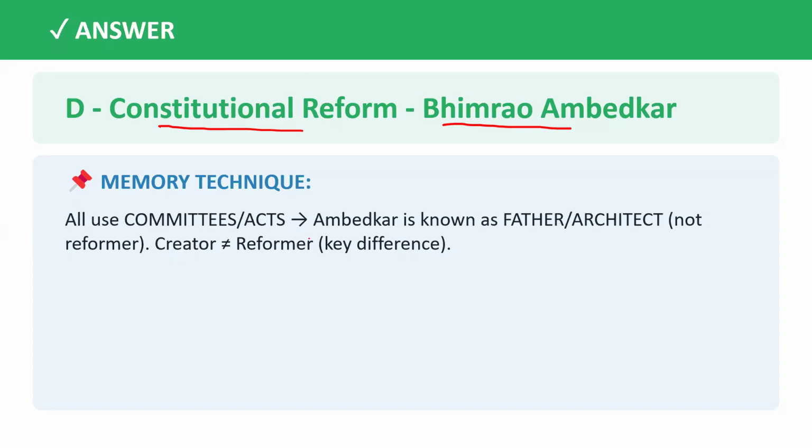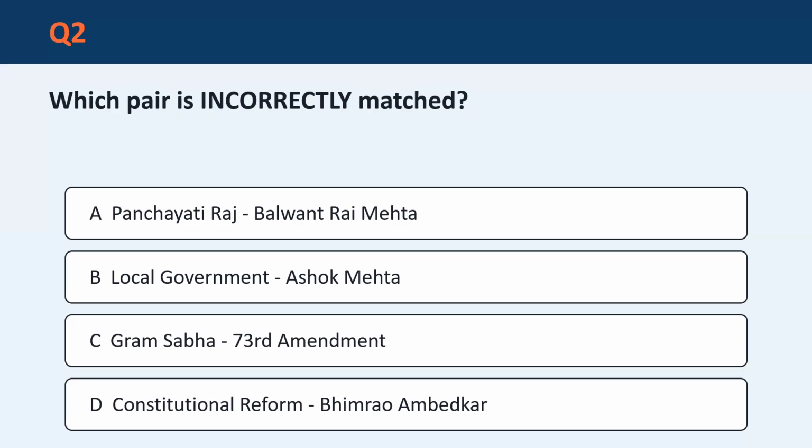We all know that Ambedkar is known as the father or the architect of the Constitution. So in no way can we say he was a reformer only. He was the father, and a creator can never be equal to a reformer. He was the main person behind the Constitution. In that way you can remember, and the remaining options, which are correct, must also be remembered.